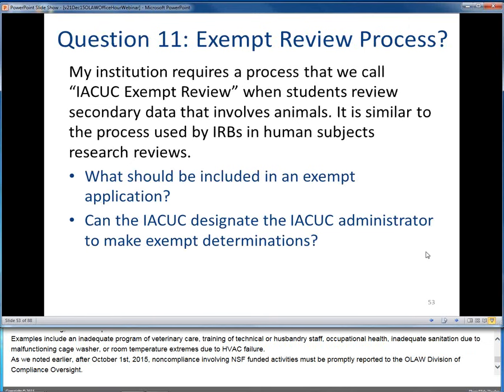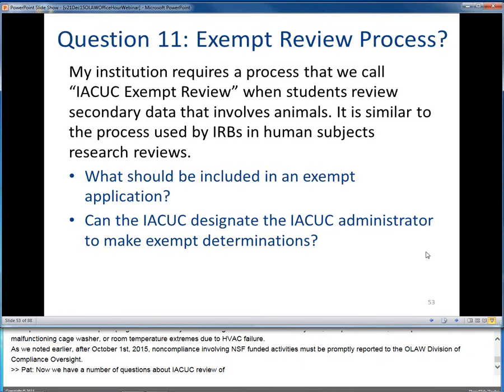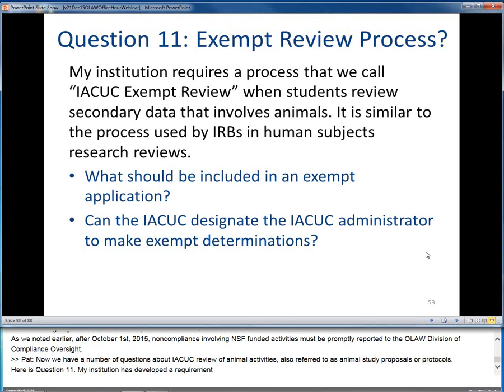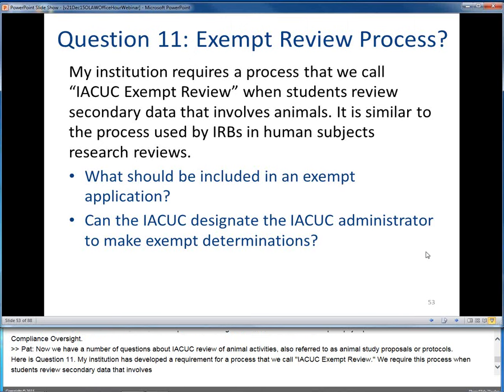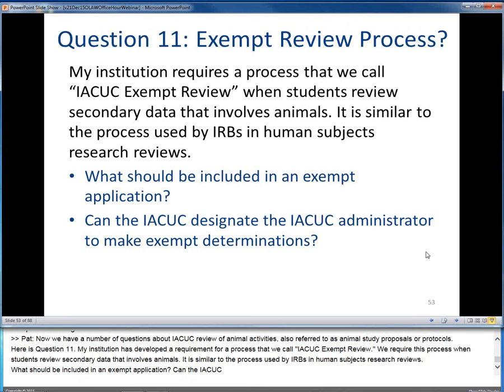Now we have a number of questions about IACUC review of animal activities, also referred to as animal study proposals or protocols. Here is question 11. My institution has developed a requirement for a process that we call IACUC exempt review. We require this process when students review secondary data that involves animals. It is similar to the process used by IRBs in human subjects research reviews. What should be included in an exempt application? Can the IACUC designate the IACUC administrator to make these types of exempt determinations?